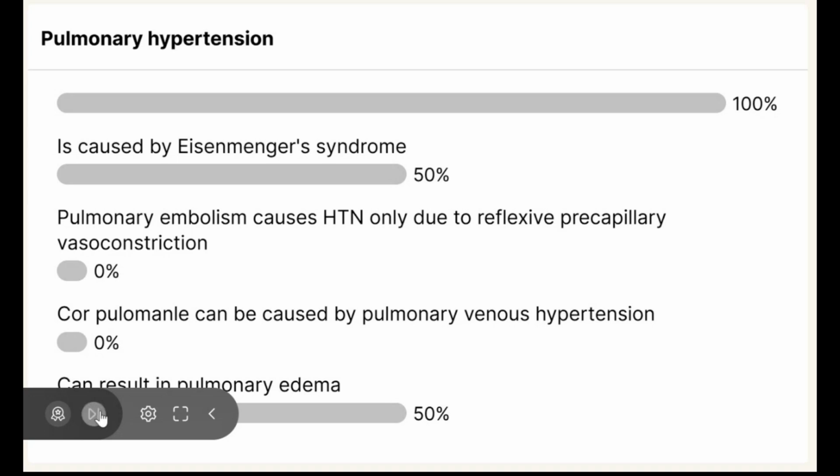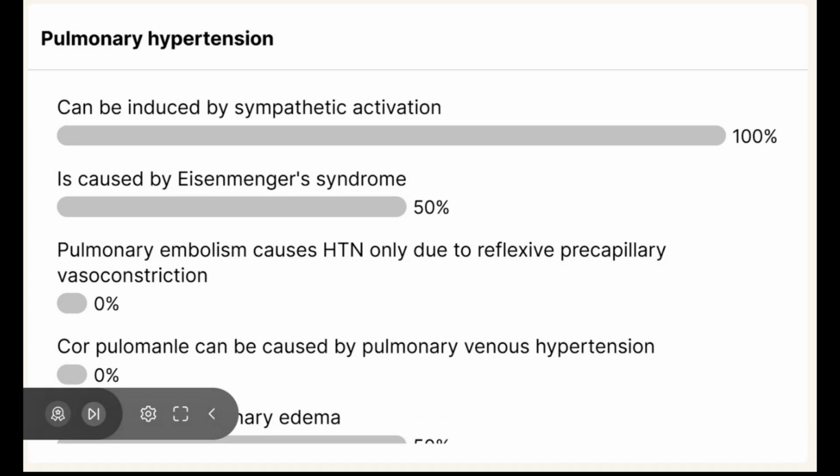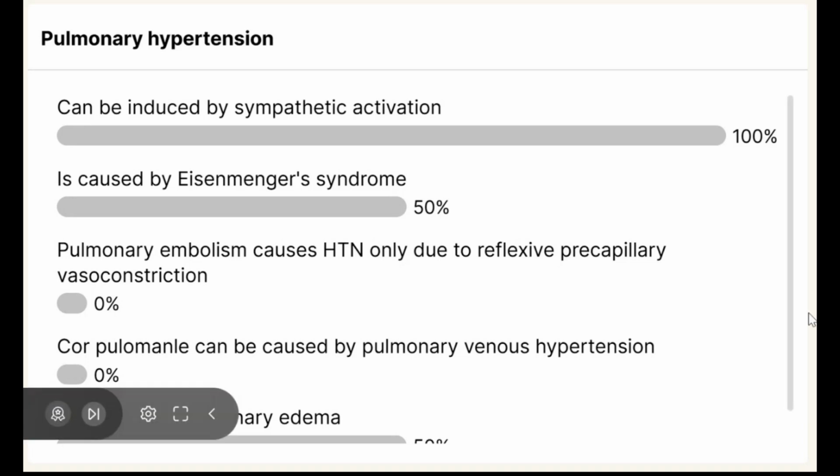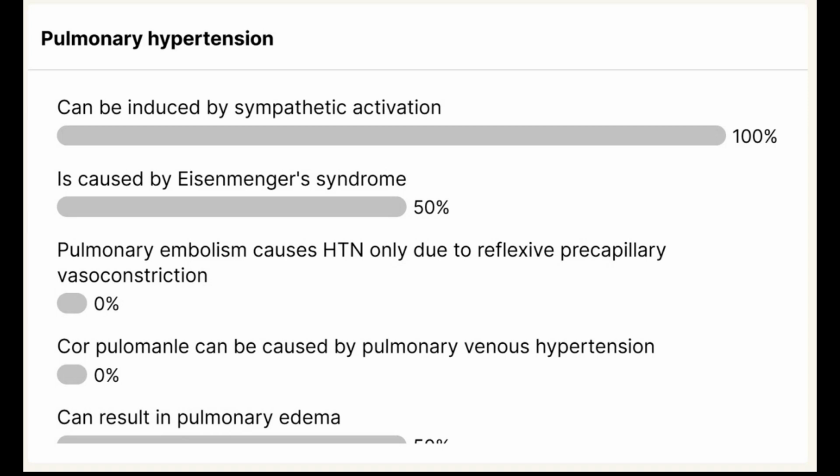Yes. Okay, so for this question, all of this is about pulmonary hypertension. The first option: it can be induced by sympathetic activation. Yes, this is true. Usually, sympathetic activation causes vasoconstriction of the vessels, and this also applies for the pulmonary vessels. And in the scripta, there are some notes about how certain drugs, for example, methamphetamine and cocaine, cause sympathetic activation, and that will cause the vasoconstriction and cause pulmonary hypertension. So the first one is true.